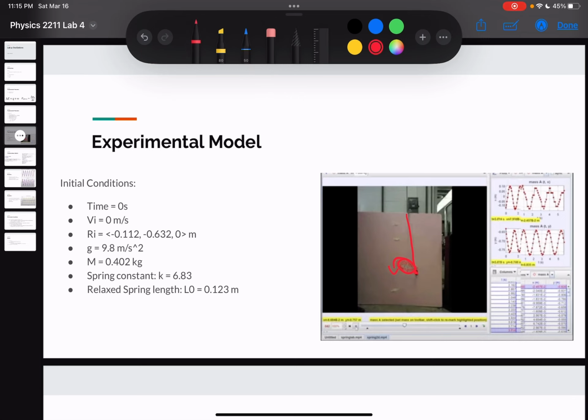And our initial conditions: our time is going to be 0, velocity initial is going to be 0, position initial is going to be negative 0.112, negative 0.632, 0 meters, and then gravity due to Earth is going to be 9.8. And then the mass of the block right here is 0.402 kilograms. Spring constant is 6.83 that we calculated. And then the relaxed spring length is 0.123 meters that we set.